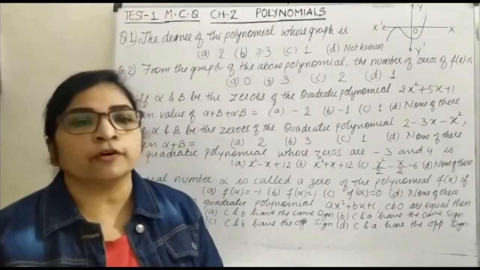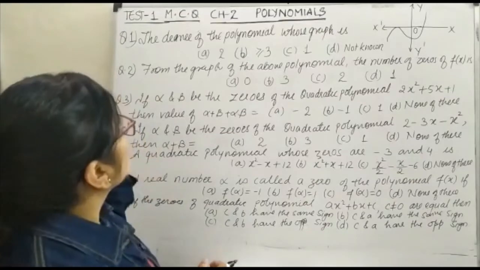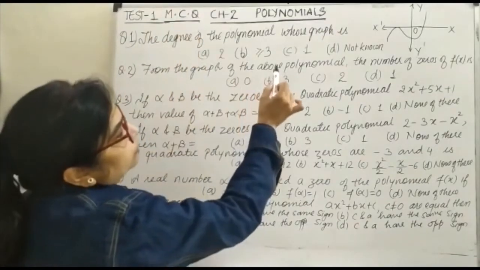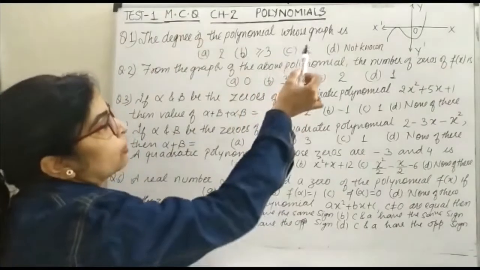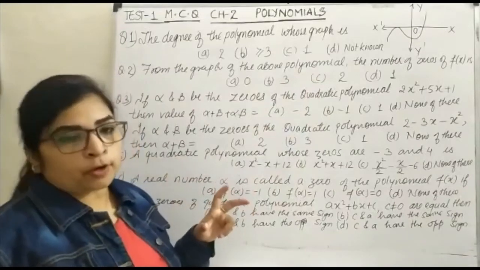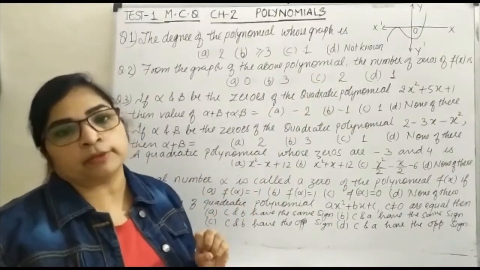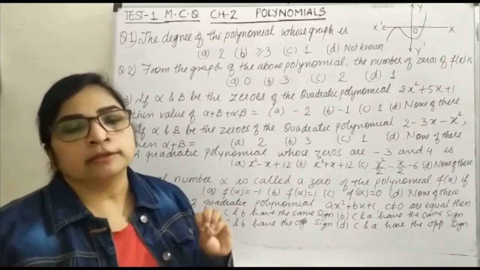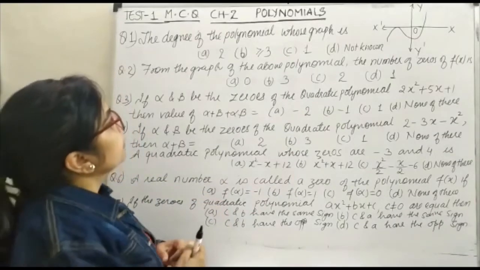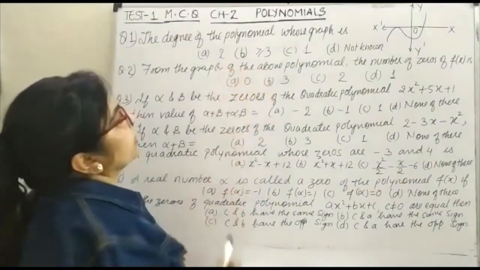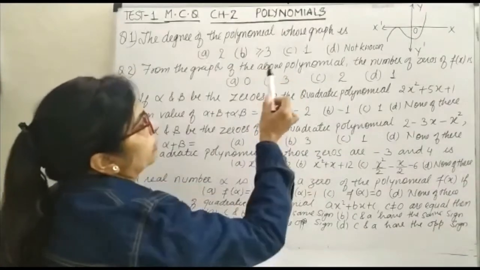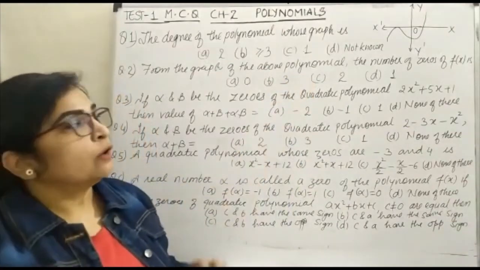Our first question for discussion is question number 1, the degree. It is the degree of the polynomial whose graph is plotted there. You have to find out the degree of the polynomial. You know the degree of the polynomial is the highest power the particular polynomial has. Option A is 2, option B is greater than or equal to 3, option C is 1, and option D is not known.